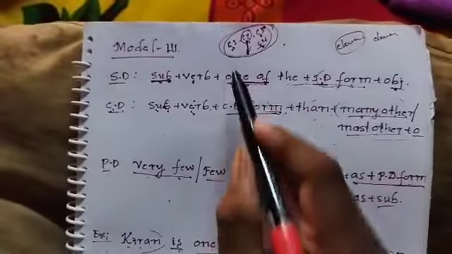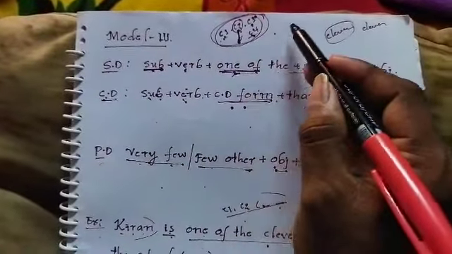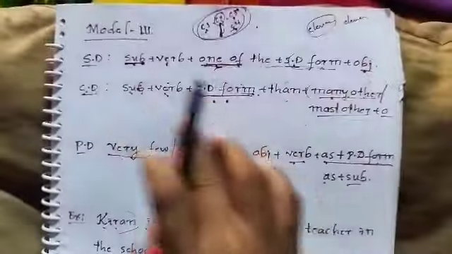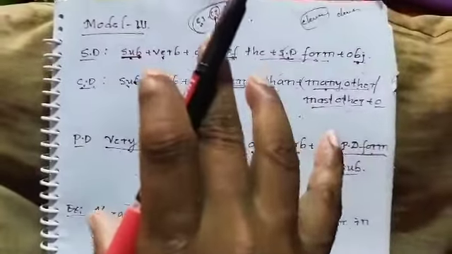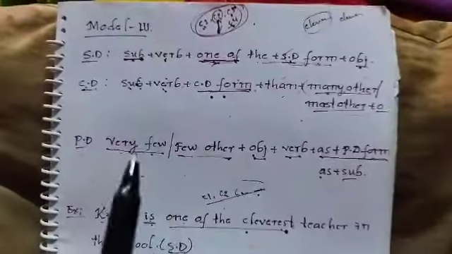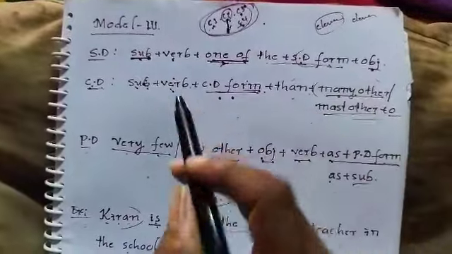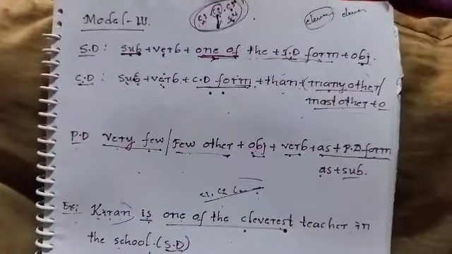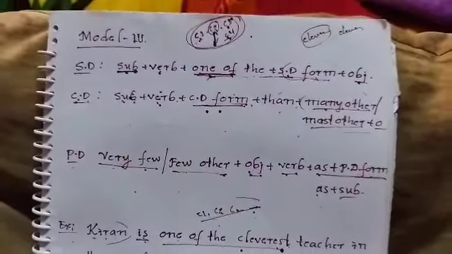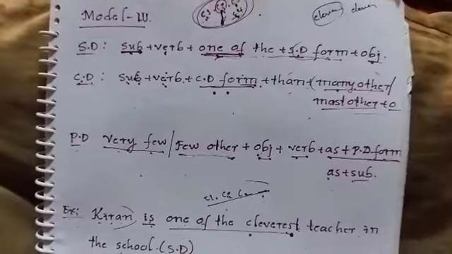Here many clevers are there. Clever 1, clever 2, clever 3, clever 4, like that. Many clevers are there. Among them, we are saying about one particular clever person. Okay, one of the clever. So we say that one of the cleverest. Okay, this is about model 3.